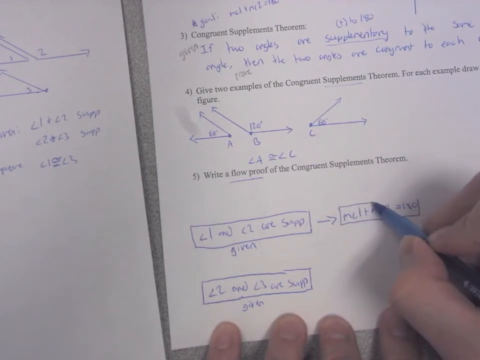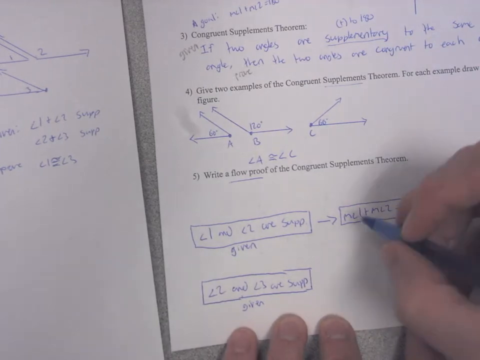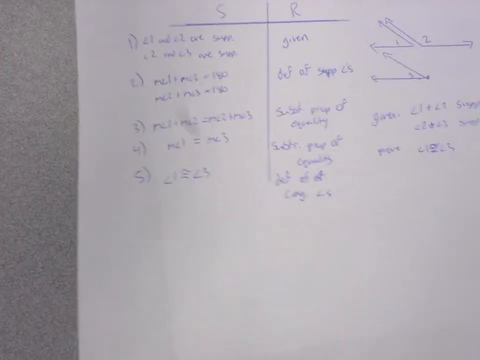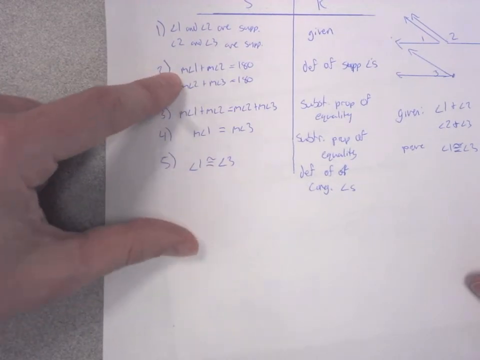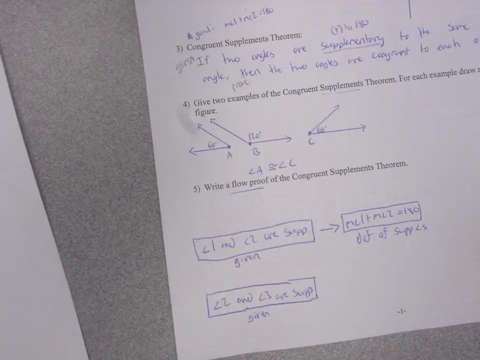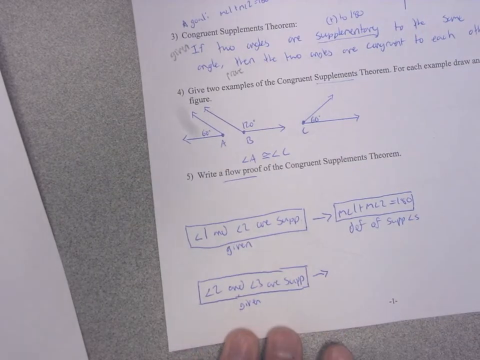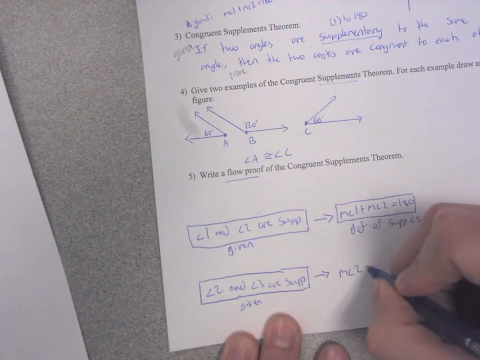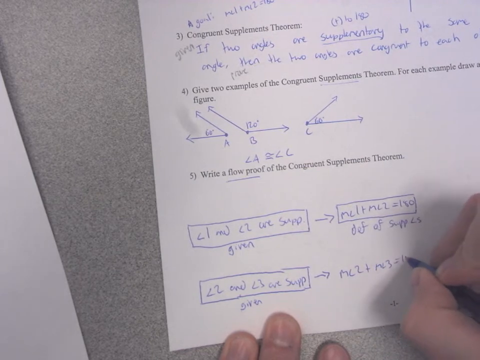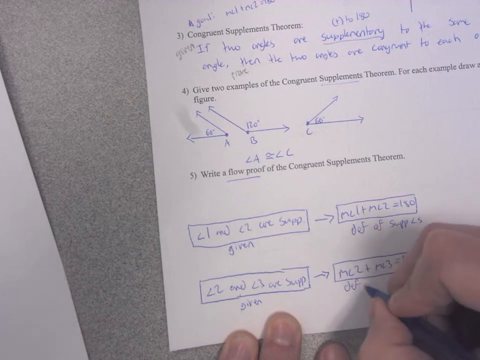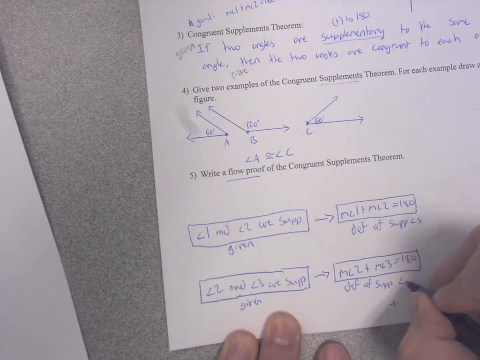So now we have an equation, and that was the definition of supplementary angles. Now I'm doing these two statements. I need this one: the measure of angle 2 plus the measure of angle 3 equals 180. So this statement, angle 2 and angle 3 are supplementary, logically flows into the fact that the measure of angle 2 plus the measure of angle 3 equals 180. And again, that's the definition of supplementary angles.